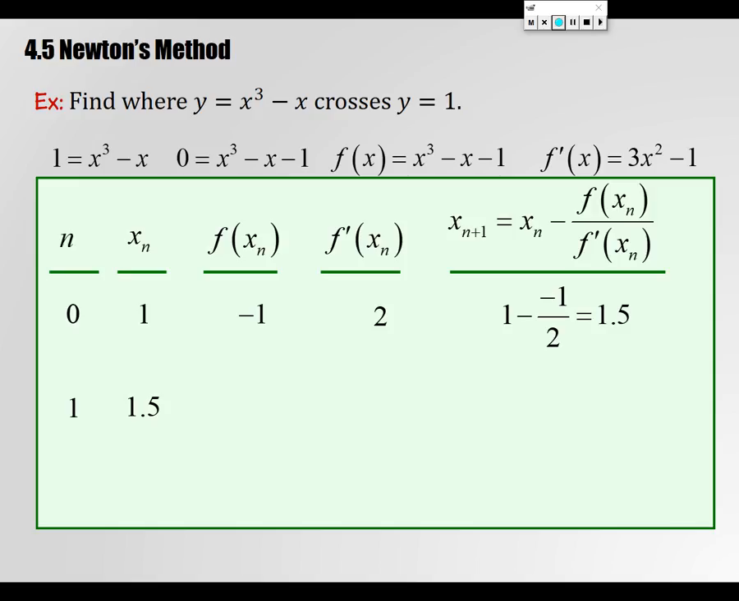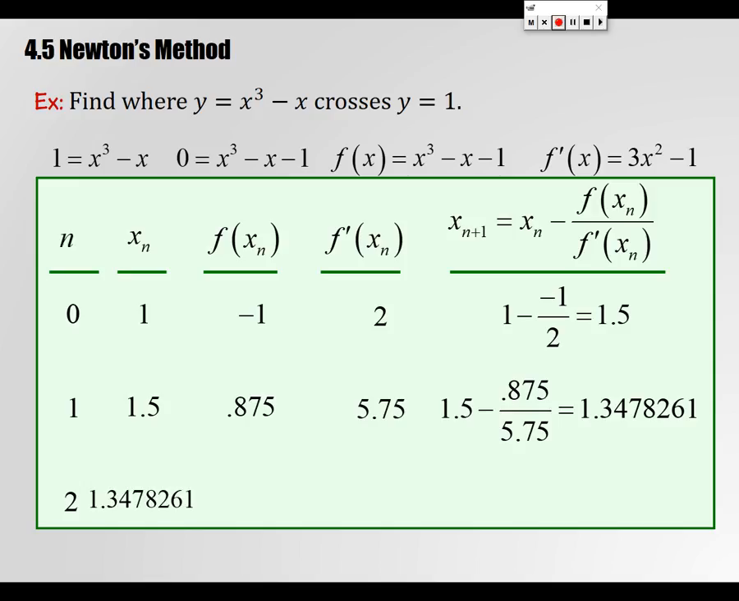There will soon be a need for the calculator. I get 0.875, and from the derivative, 5.75. So we've done 2 iterations now. X2, after having done 2 iterations, is 1.348. That's what I got.